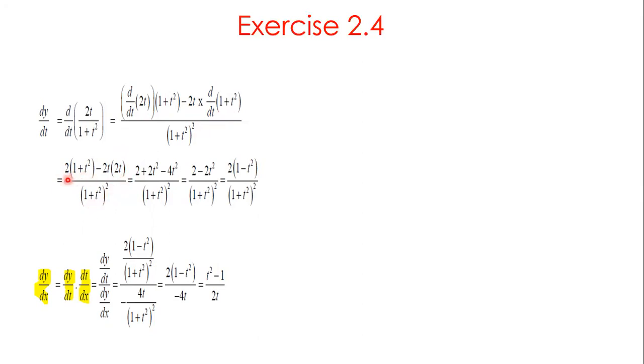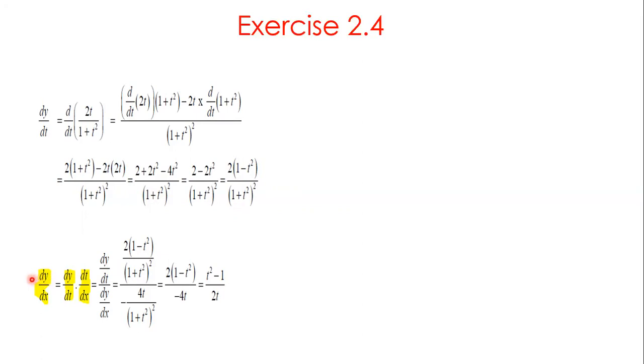Open the bracket in the numerator, we get 2 plus 2t square minus 4t square, and 2t square minus 4t square becomes minus 2t square. Taking 2 common from the numerator, we get 2(1 minus t square) over (1 plus t square) whole square.